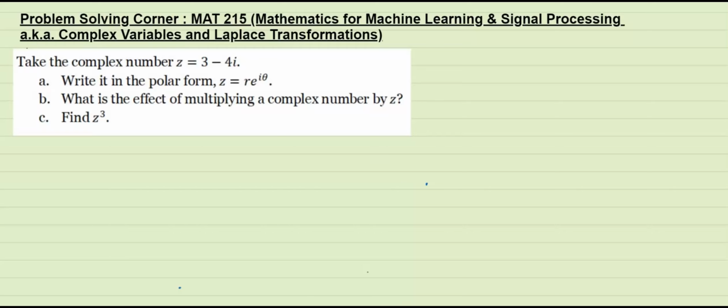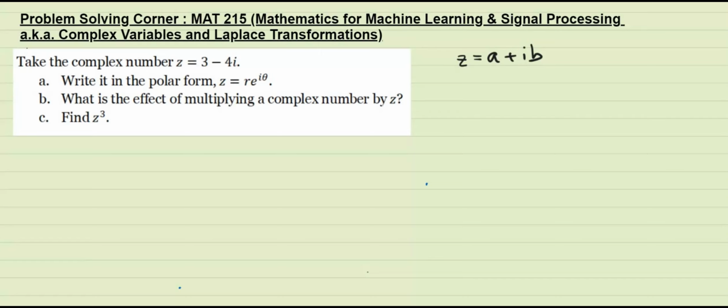Okay, so this is supposed to be the second problem of our problem solving corner for Math 215. And this says, take the complex number z equals 3 minus 4i. This is written in a nice form, in the form of a plus ib, or x plus iy, whatever you prefer to write it with.